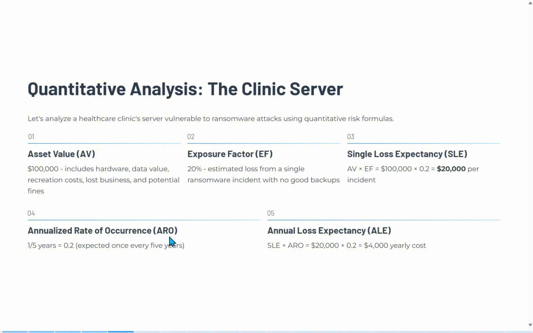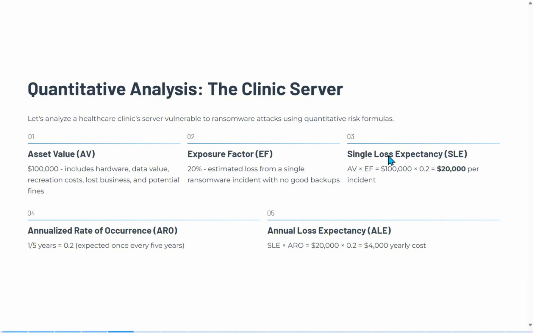So the question, the annual rate of occurrence is 1/5. It happens every 5 years, which is 1/5 according to them. So 1/5 is equal to 0.2, which is the expected once every 5 years. So now to calculate the annual loss expectancy, you calculate the single loss expectancy times the annual rate of occurrence.